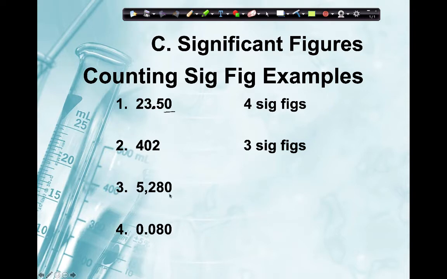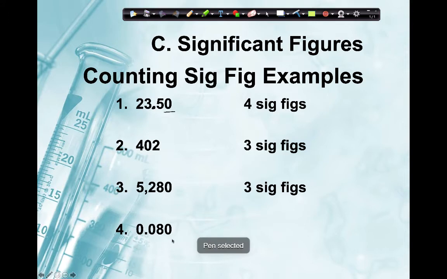Well, do I have any leading zeros? No. Do I have any trailing zeros? Yes. But is there a decimal point? No. So I do not count this. So I have 3 significant figures. Now I'm not saying that the 0 isn't important, because if I take off that 0, that becomes a very different number. I'm just saying for rounding purposes, it's not significant.